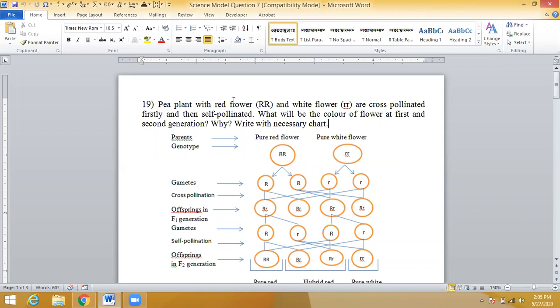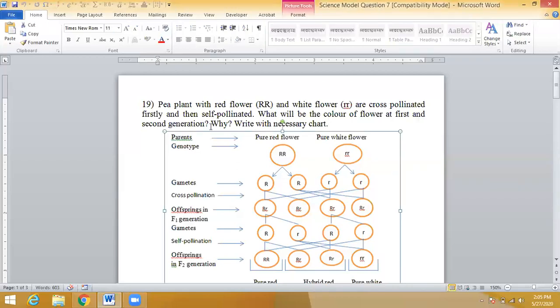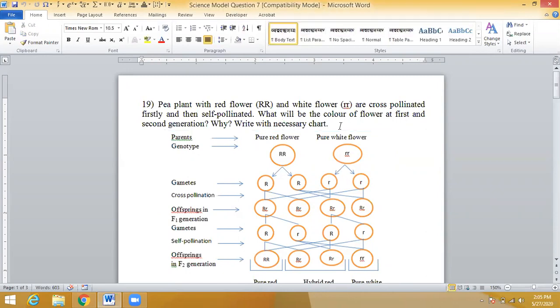Pea plants with red flower, capital R, and white flower, small r, are cross-pollinated first and then self-pollinated. What will be the color of the flower in the first and second generation? Why? Right, with a necessary chart. We should make a chart also, plus we should also explain why the colors are different in F1 and why the colors are different in F2. So we should explain the chart as well.